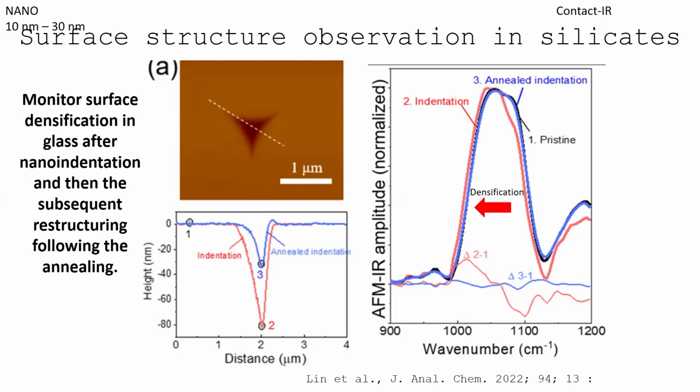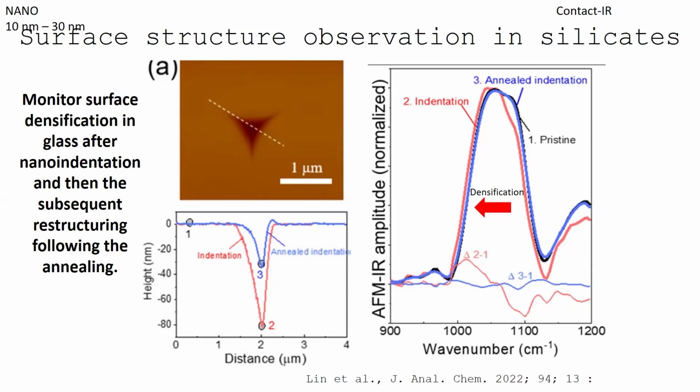This was another project where we looked at nano-indented glass. As the glass is indented, we see densification of the silicate. And we see that here in the IR response, where we see this shift to lower wave number. And then after that indentation, the glass was annealed. You see there's still an indent here, so there still should be some densification, yet we can't really resolve that, again, with this contact IR mode. So this highlights some of the limitations axially.